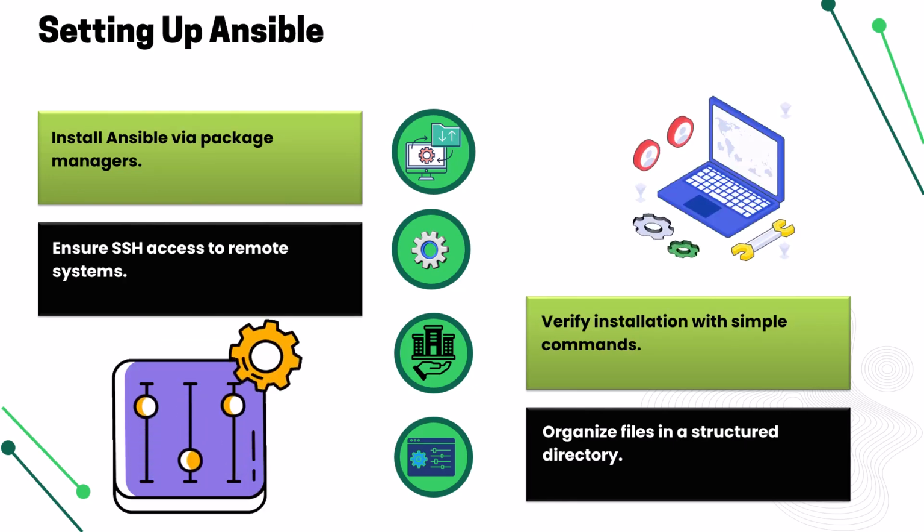Setting up Ansible is easier than assembling flat pack furniture. No missing screws. Just install via a package manager, check SSH connections, and run a quick test. A little organization helps too, so keep those files tidy. Get this right and you'll have automation running smoothly, like a well-oiled machine.